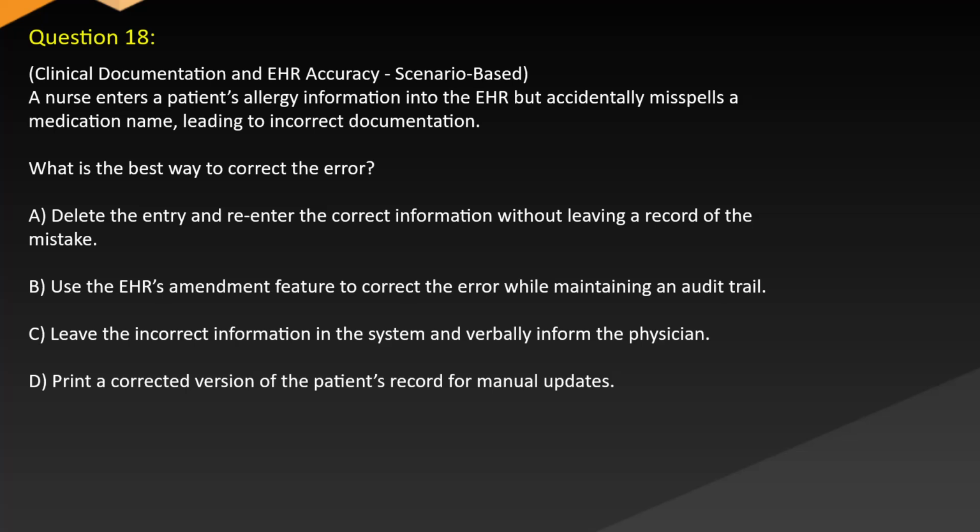A. Delete the entry and re-enter the correct information without leaving a record of the mistake. B. Use the EHR's amendment feature to correct the error while maintaining an audit trail. C. Leave the incorrect information in the system and verbally inform the physician. D. Print a corrected version of the patient's record for manual updates.